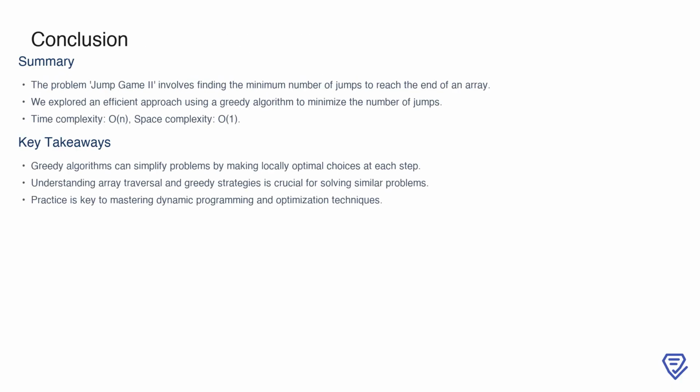Great job following along. To summarize, we solved the Jump Game 2 problem using a greedy algorithm, achieving O(n) time complexity and O(1) space complexity. Remember, greedy strategies are powerful for optimization problems like this one.